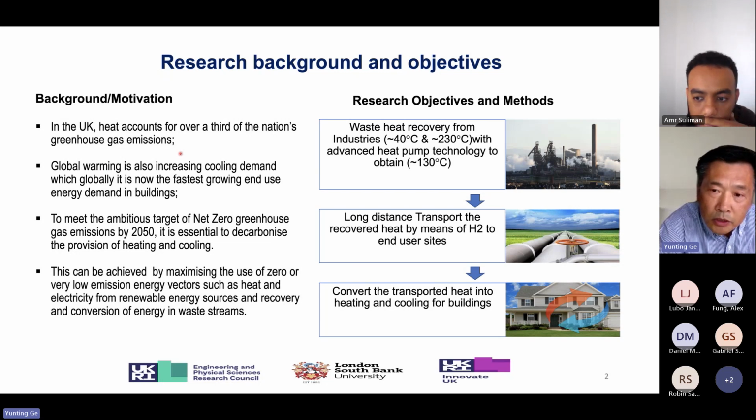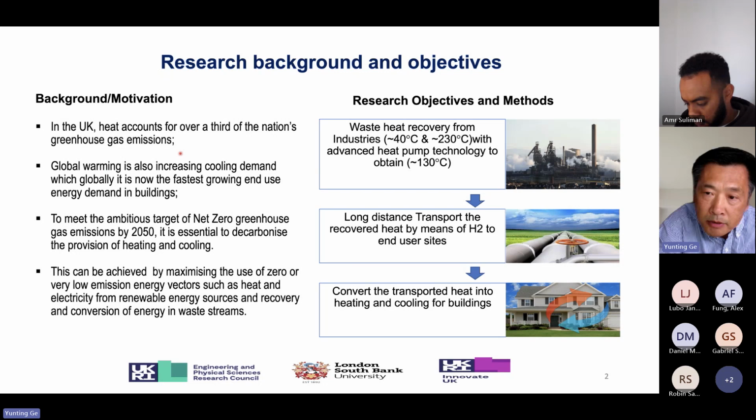What we do is utilize a very low grade waste heat source, with temperature about 40 degrees C. Also, in industry, we can find a lot of medium temperature heat sources with temperature about 230 degrees C. With these two different grade heat sources, we utilize an advanced technology, what we call the chemical heat pump. Actually, it is a metal hydride heat pump system to produce heat output with temperature about 130.